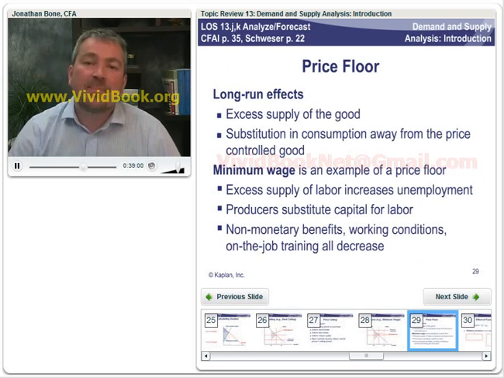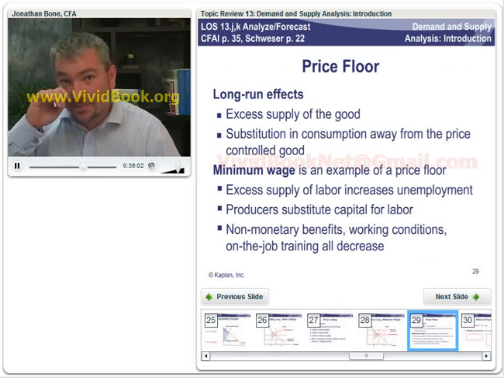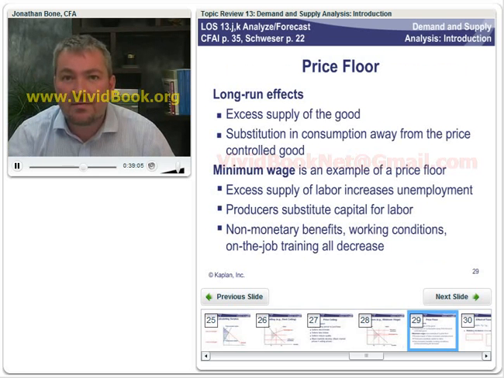So what are the impacts of a price floor? Well, we said excess supply, and if there's excess supply of the good, then we'll see substitution in consumption away from the price controlled good. In other words, let's imagine that we're a firm and there's minimum wage legislation and it's above our equilibrium level. Rather than demanding labour, we might become more capital intensive, more machinery intensive. So we'll substitute our consumption to a cheaper source, i.e. machinery.